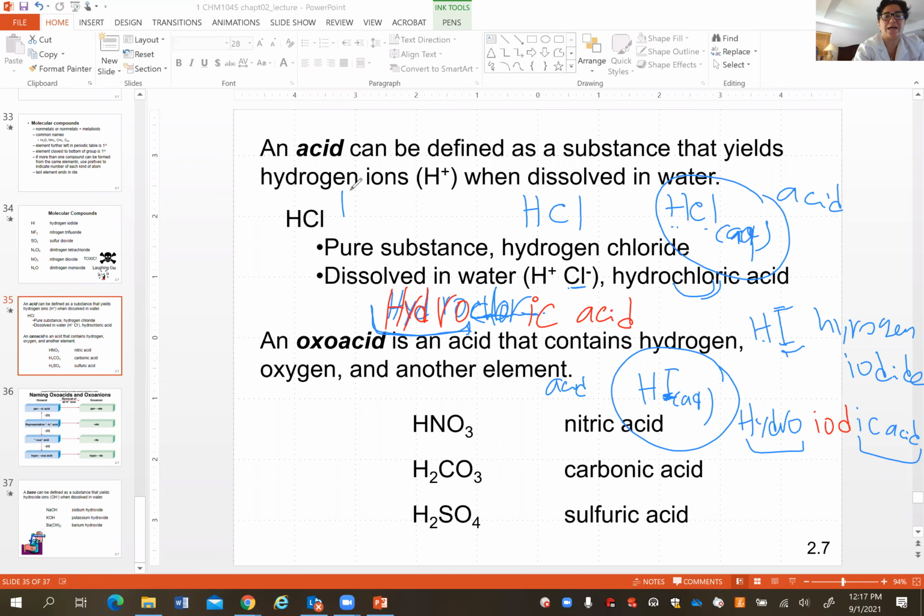What would be the name for this acid? HF. Can anyone just try it? HF, acid name. Try it. It doesn't have to be 100% correct. HF, acid. Any response? I have it here. Perfect, very good. Hydrofluoric acid. Very good.